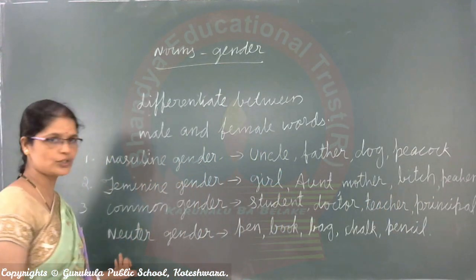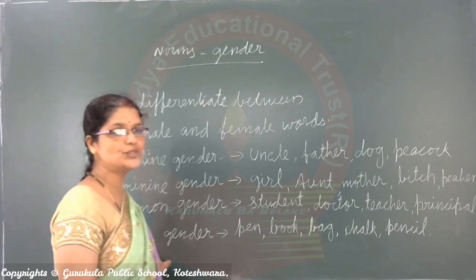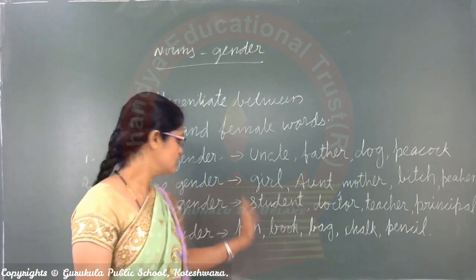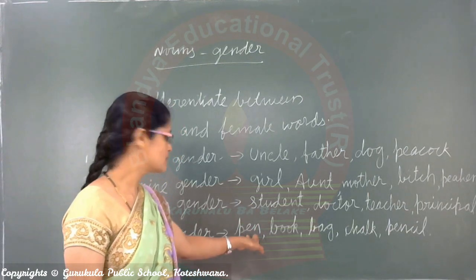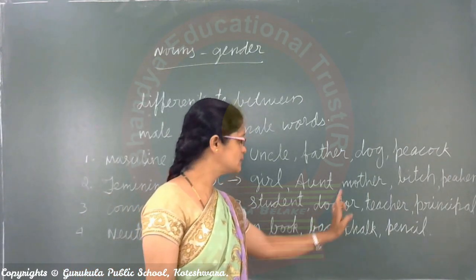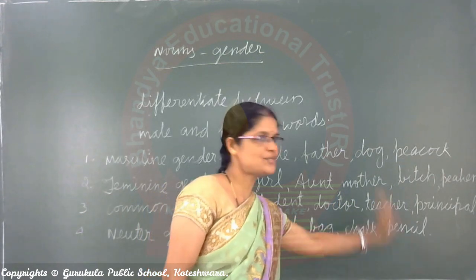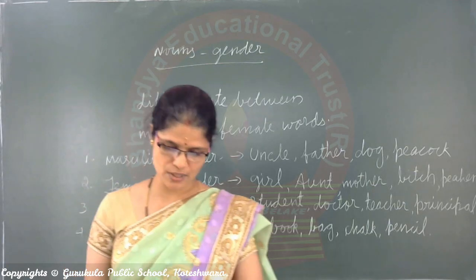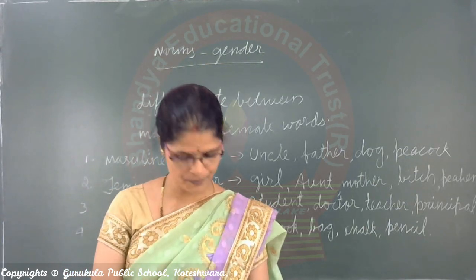Next, the fourth one, that is neuter gender. We can use things here. Non-living things: pen, book, bag, chalk, pencil. Yes, you can write some examples now. I will give an activity.